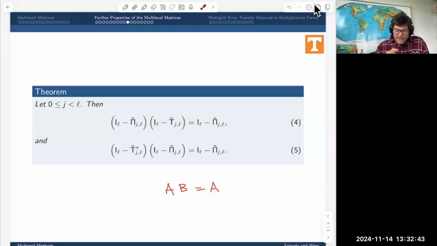And likewise, if I pre-multiply by this matrix, I_L minus T_J^L star, remember this is the adjoint of this matrix in the L, or the energy, inner product A_L. If I multiply this times this error matrix, then I get the same matrix back. So this is a little bit like saying, what if I do B star times A, I get A. That's a curious property, isn't it? So we want to prove those things.